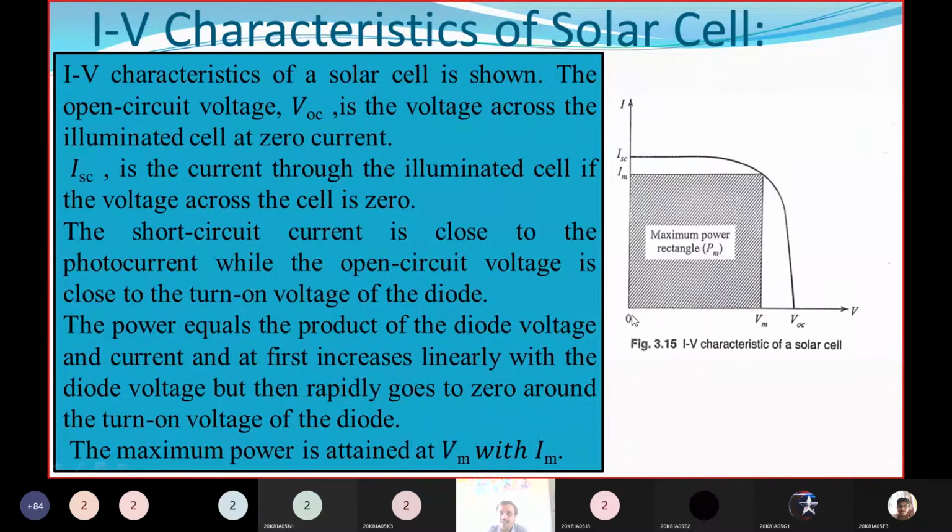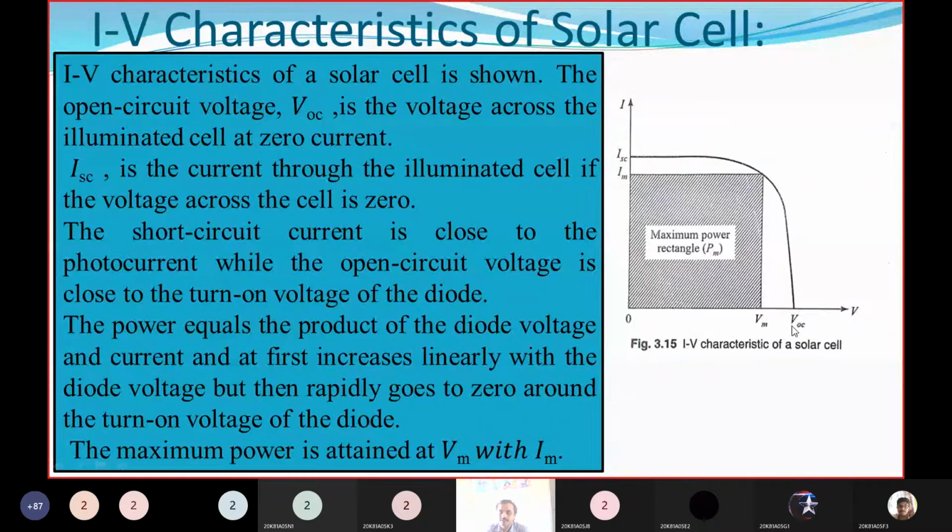Already I said that at a zero voltage, that means without load resistance, what is the current passing through the diode? That is the maximum current. That is the short circuit current. That is the maximum current passing through the circuit, that is the ISC.